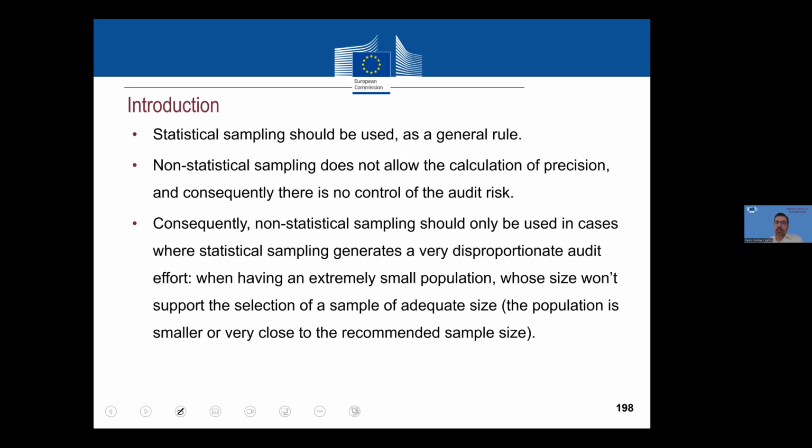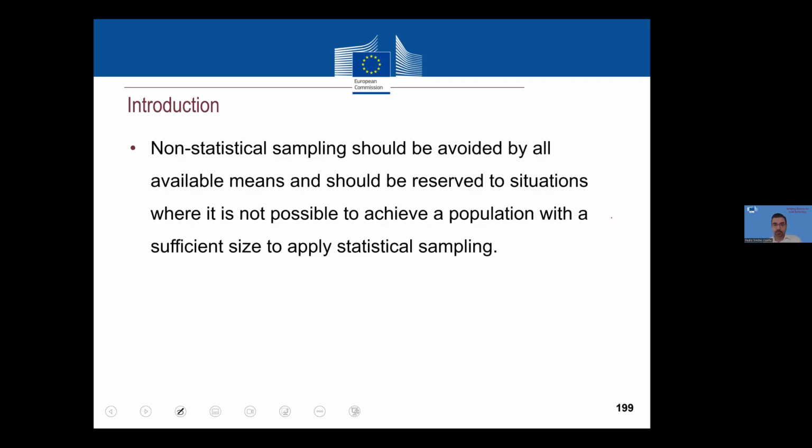But this is something that no auditor would like to use, because by the end of the day, you cannot calculate precision, you cannot control the audit risk, and you don't have any idea about what is the risk of your opinion to be invalid, that you may be declaring, let's say, an unqualified opinion when in fact the declaration of expenditure contains material errors.